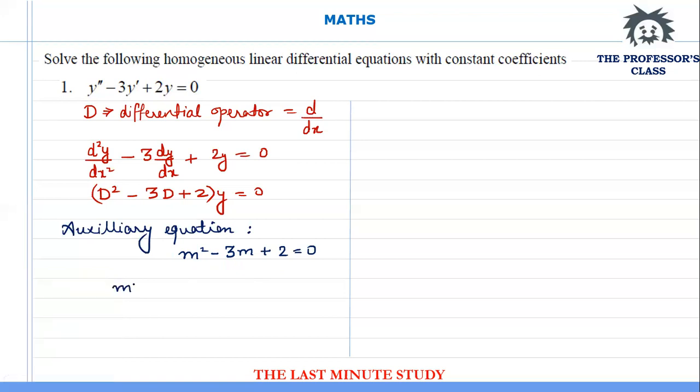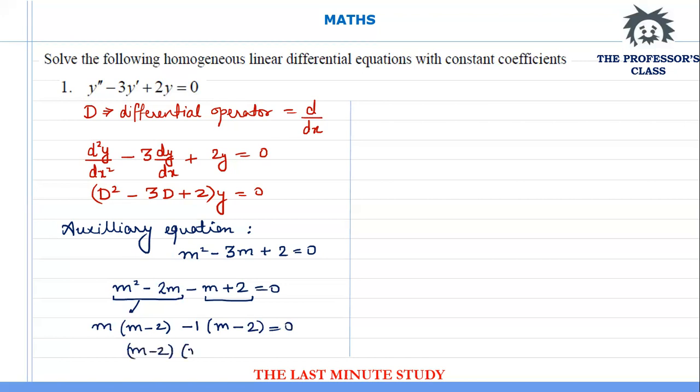So the answer that I'll be getting will be m square minus 2m minus m plus 2 equal to 0. Further, if I take the common things out of the first two terms and the second two terms, in the first pair, m is common, so I'll be getting m minus 2 inside. In the second pair, I'll take minus 1 common so that I get m, and since minus 1 is common, this sign will change, so I'll get minus 2 again. So taking m minus 2 common out of it, I'll be left with m minus 1. So these are the roots of this equation.